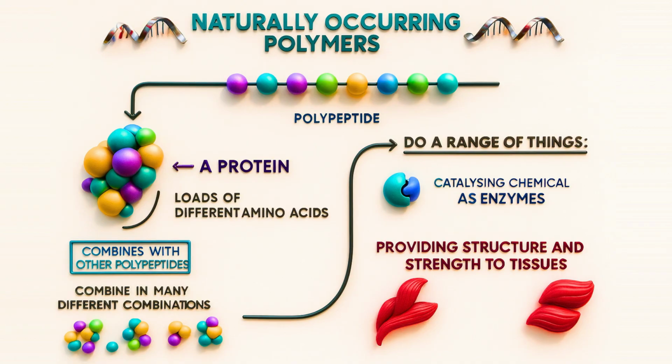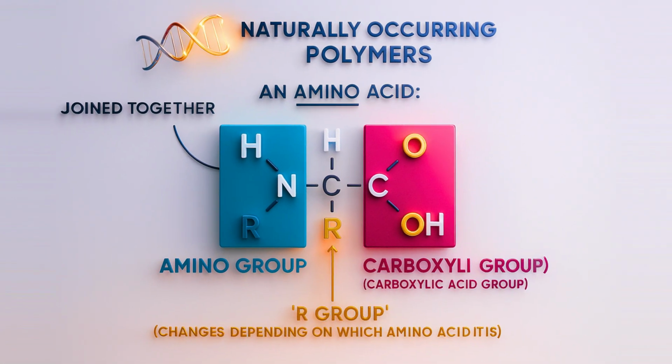Some function as enzymes, which help speed up chemical reactions, while others provide structure and strength to tissues, muscles, and skin throughout the body. From a chemistry perspective, we are particularly interested in the structure of the amino acids and the way they bond together.